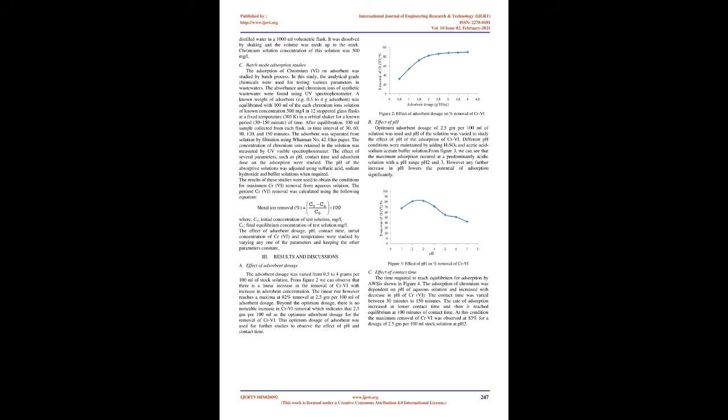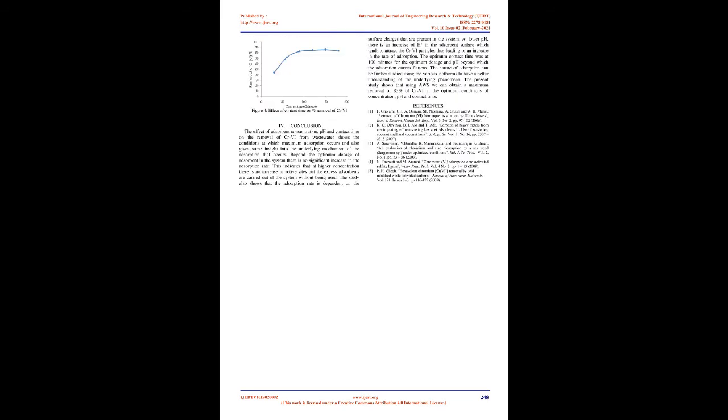B. Effect of pH. Optimum adsorbent dosage of 2.5 gm per 100 ml of solution was used and pH of the solution was varied to study the effect of pH on the adsorption of Cr6. Different pH conditions were maintained by adding H2SO4 and acetic acid sodium acetate buffer solution. From figure 3, we can see that the maximum adsorption occurred at a predominantly acidic solution with a pH range of 2 and 3. However, any further increase in pH lowers the potential of adsorption significantly.